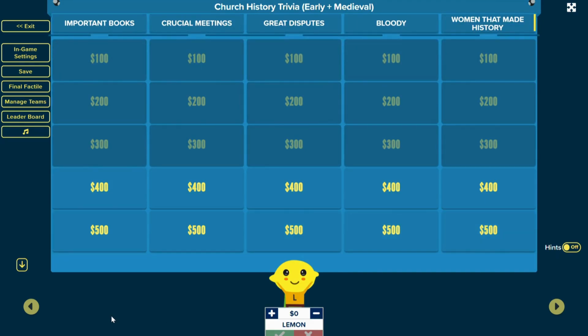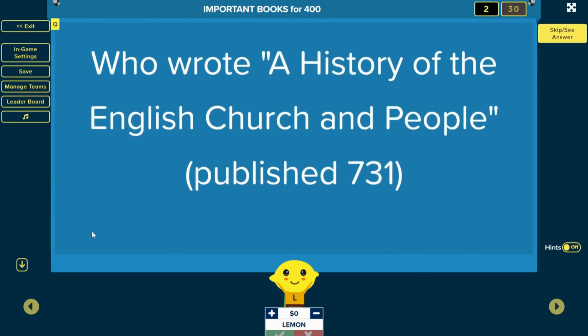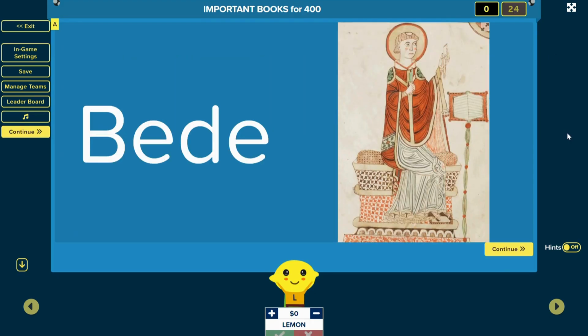Okay, and once again, round 3 is over, and we're ramping it up to round 4. Important books for 400. Who wrote A History of the English Church and People, published in 731? Bede.